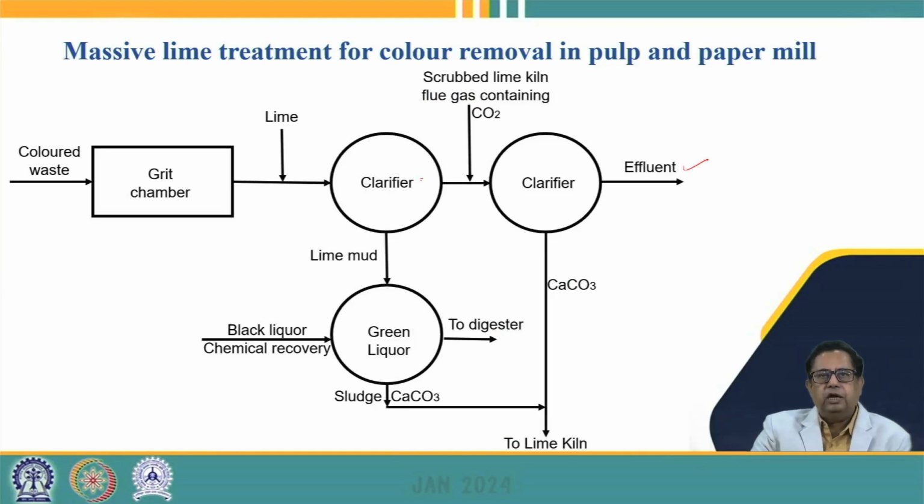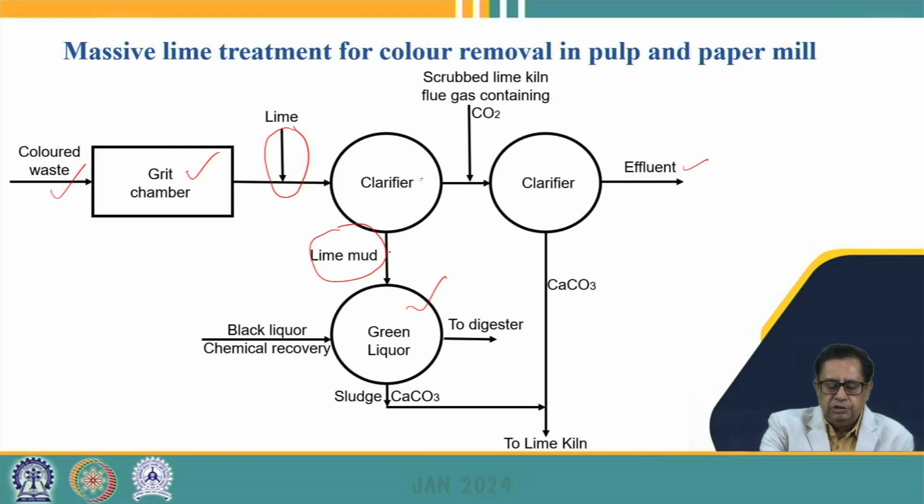So now this is the flow diagram for the massive lime treatment for color removal in pulp and paper mills. For example, here the colored wastewater may be taken to the grit chamber where the larger size particles, or we can say the heavier particles, can be removed, and then we add lime here, which may be required for the recrystallization of the green liquor. And whatever wastewater has a lot of color, that color may come onto the lime mud. So this lime mud becomes colored now, and this lime mud may be used for the treatment of the green liquor, right?